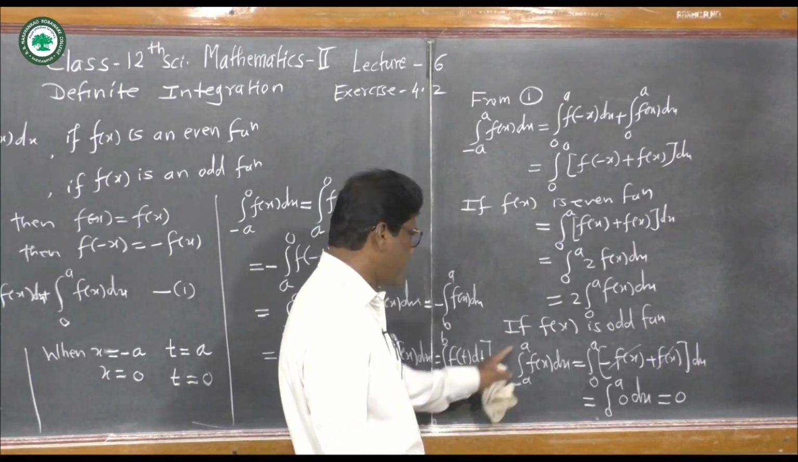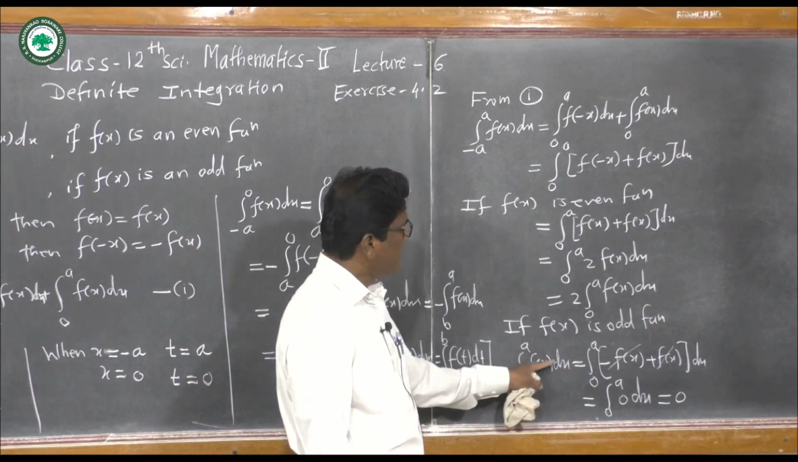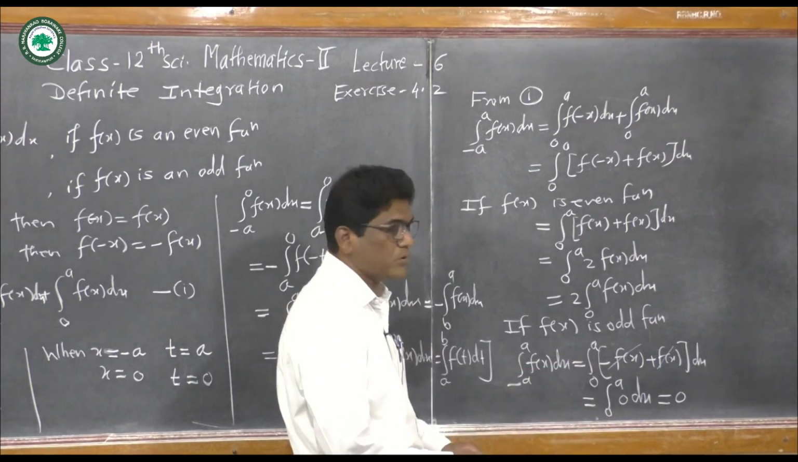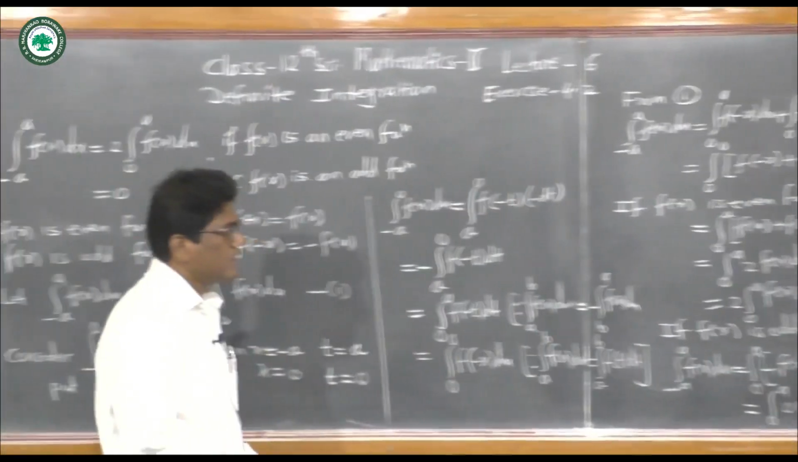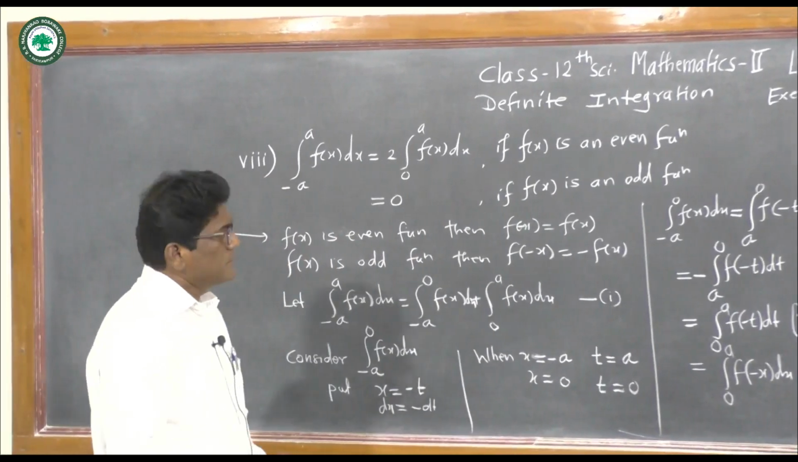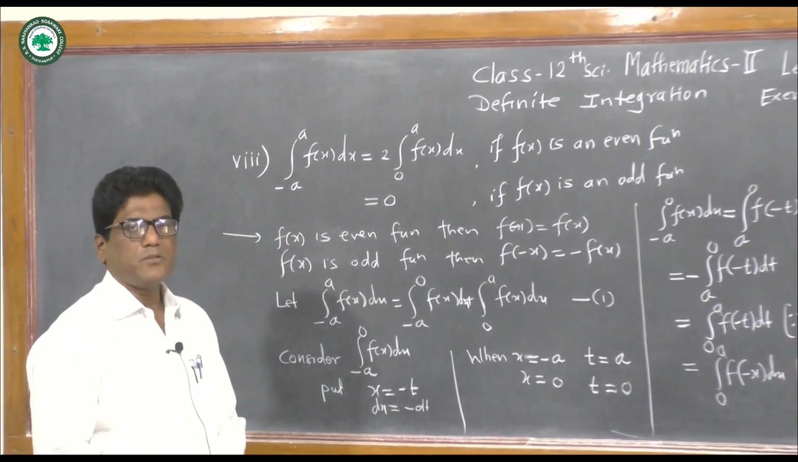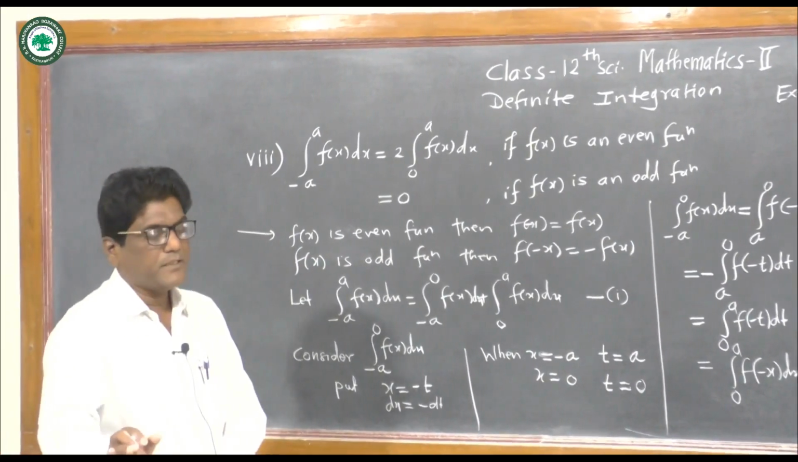So when f of x is an odd function, we get integration from minus a to a f of x dx is equal to 0. So this is the proof of this theorem. Take the screenshot, learn this property, very important property. So in this way we have completed a total of 8 properties of definite integration.